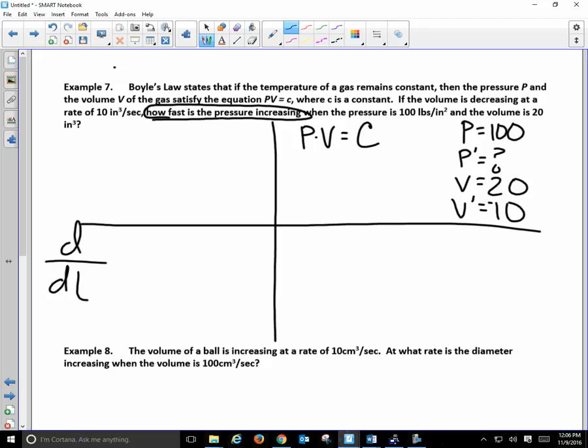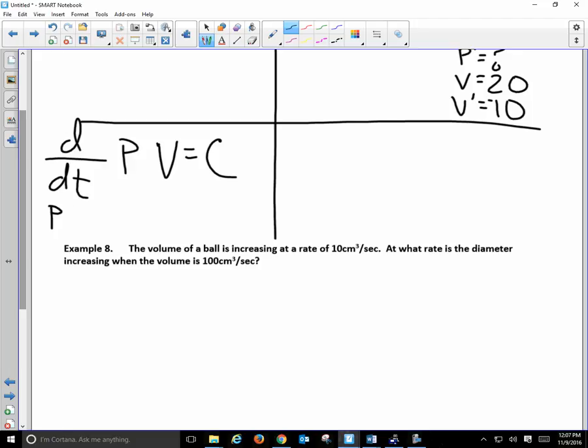So I take the derivative with respect to time of PV is equal to C. Is the pressure changing? Yes. Is the volume changing? Yes. So the volume is decreasing, and it's wondering how fast the pressure is increasing. So they are changing. So I can't just plug something in. So I use the product rule. What is the derivative of P? Times V plus P times is equal to 0. P prime is what we're trying to find, times V, 20.